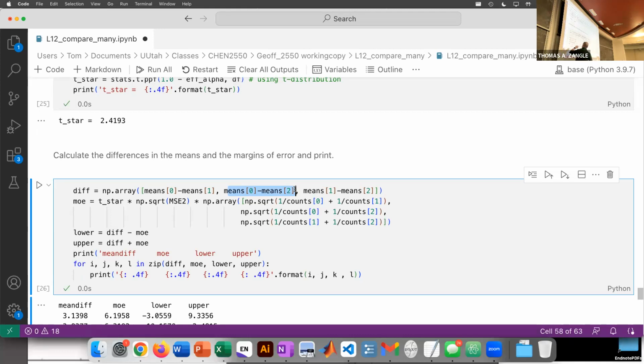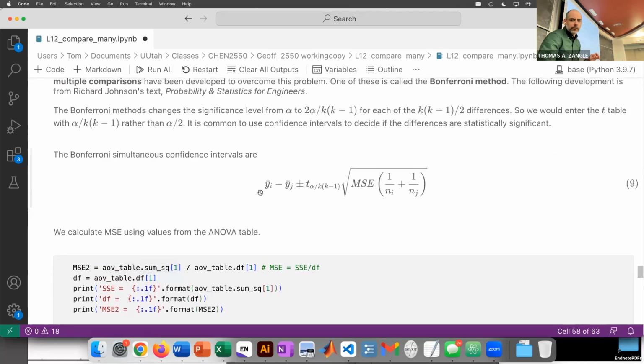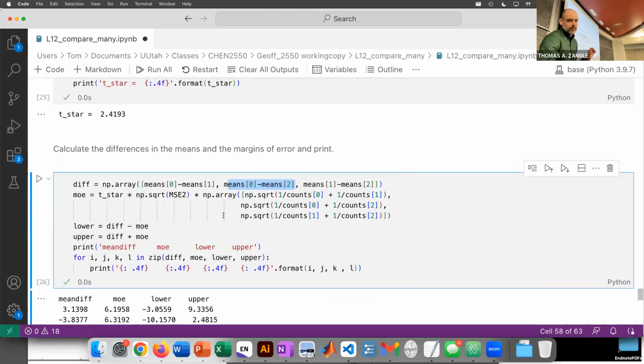And then for each of those, we're going to look at the margin of error for those pairwise differences. Each of them we're going to evaluate using the formula we gave up above for those confidence intervals. I'm just going to scroll up. So we're going to evaluate this for each IJ pair, for A and B, for A and C, and so on. That's what we're doing here.